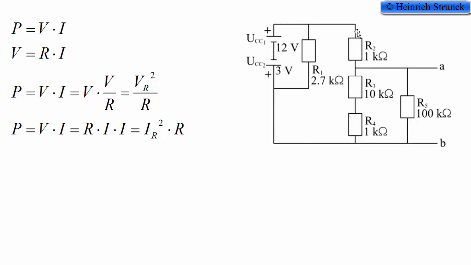Maybe it's only the current going through the resistor that we know, so we can use the last one. It says that the power is still the voltage times the current, but instead of the voltage we can say, due to Ohm's law, that the voltage is the resistance times current. So here we have the voltage, and we multiply by the current, so it gives us that the current squared times the resistance is equal to the power. And again, it is the current which goes through the resistor that we have to square, and then multiply by the value for the resistor.